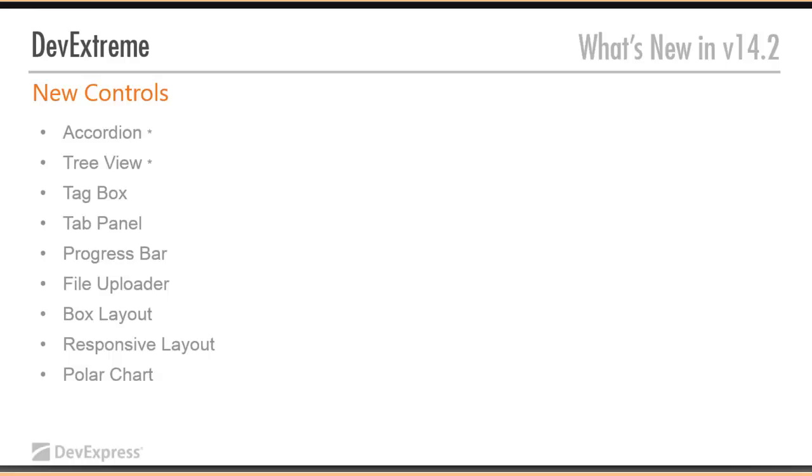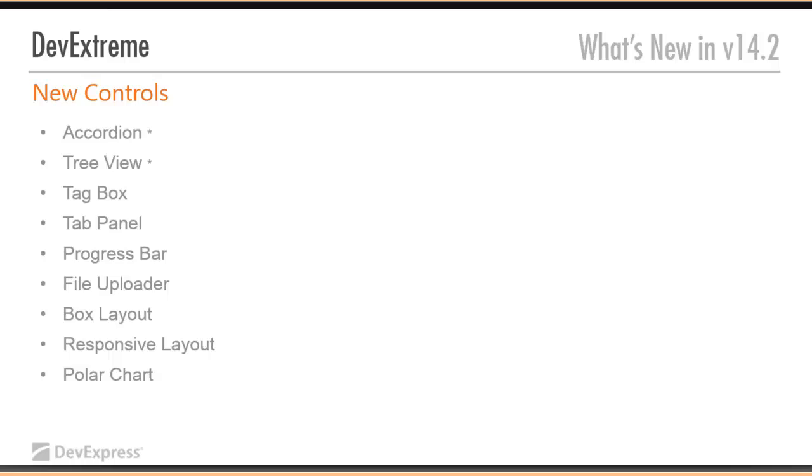We'll take a look by starting with some of the new controls that have been added to the suite. We've got some navigation controls like the accordion and the tree view. Now these two controls are specifically optimized for web browsers, so more of your desktop and larger tablets. The rest of the controls are optimized for both that desktop experience and also the mobile.